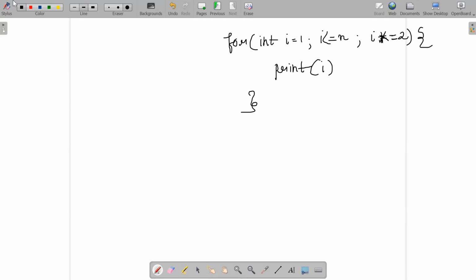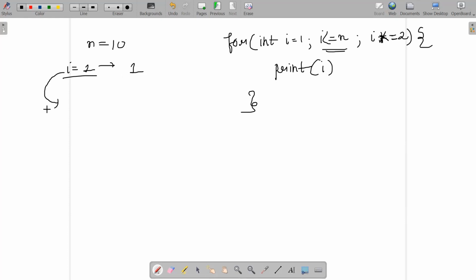It's coming as O of n by 2. O of n, I think it is coming. Okay, fine. Let's see. Let's suppose your value of n is 10. Then how many times is the loop supposed to run? Five times. For I equal to 1, the condition is true, right? I is less than or equal to 10. True? Okay, fine. So 1 will be printed. Next time, how will the value of I change?